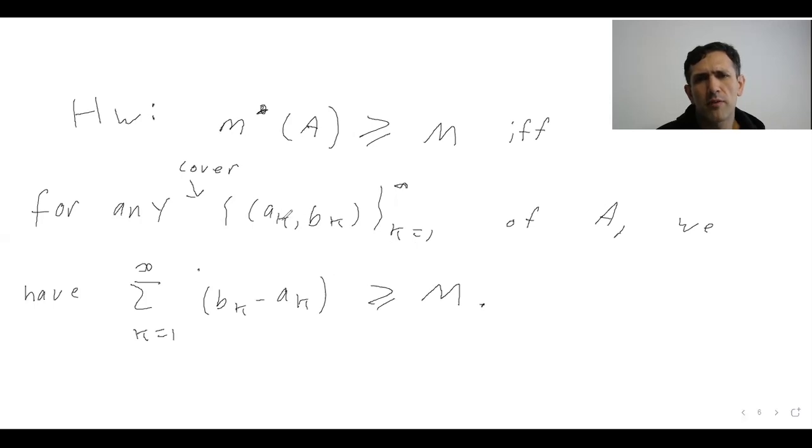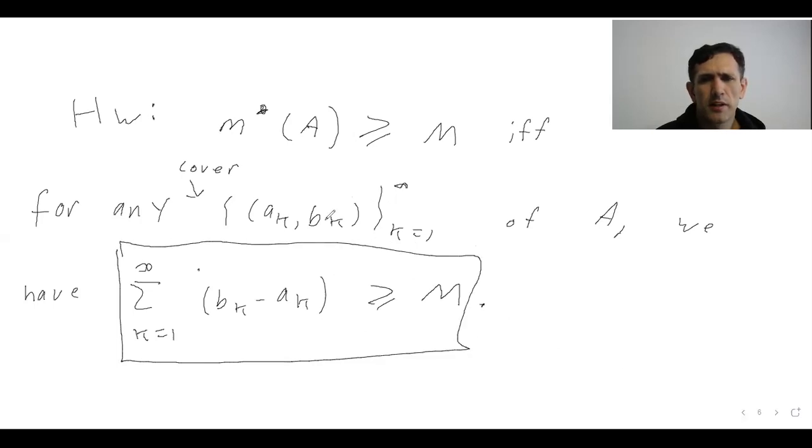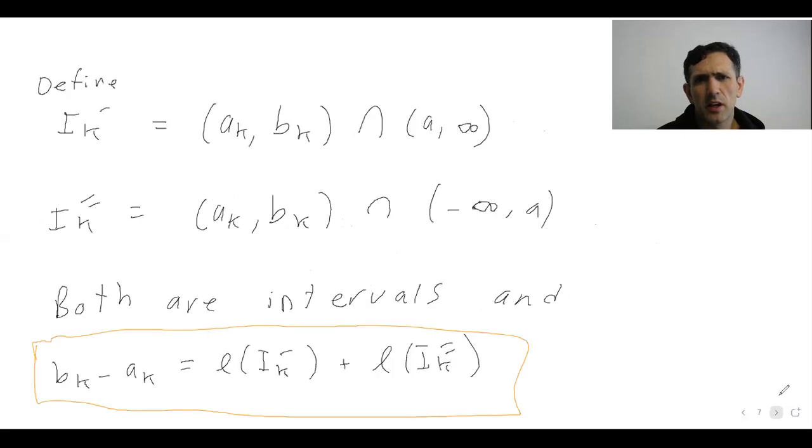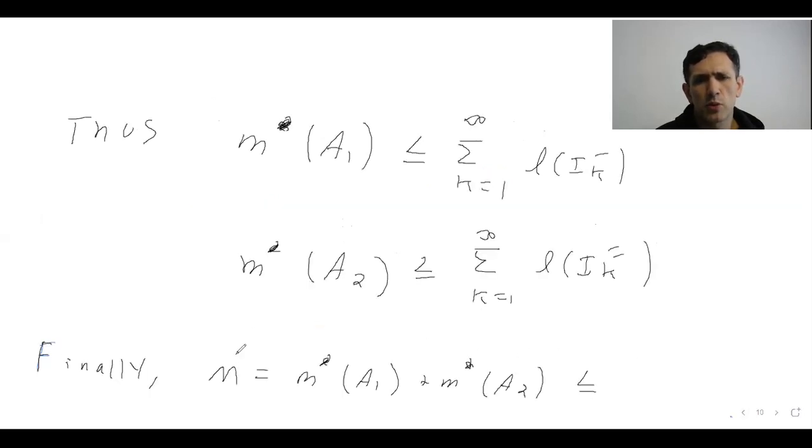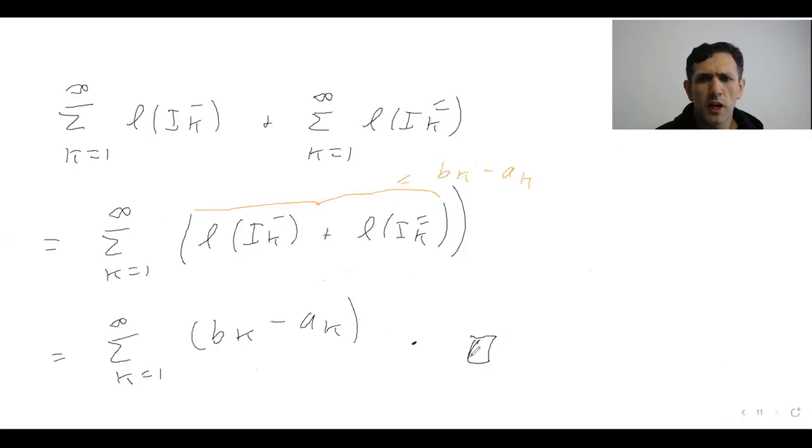We needed to show that if we start off with a countable cover of open intervals of A, then this is true, and this is exactly what we did. We showed that this sum here is bigger or equal to M. So that proves it. So a lot of reductions, so maybe take some time to digest this.